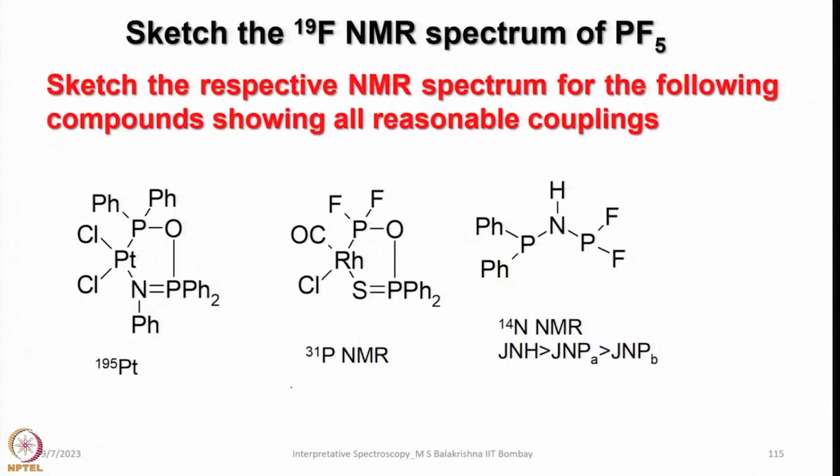Now I have 3 more examples here. Sketch the 19F NMR spectrum of PF5 that I have already done. Sketch the respective NMR spectrum for the following compound showing all reasonable couplings here. So let us take one at a time.